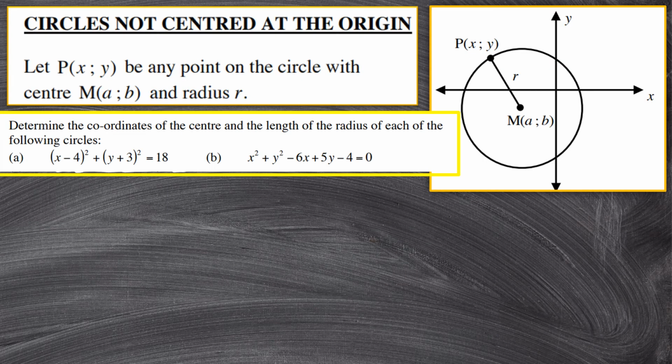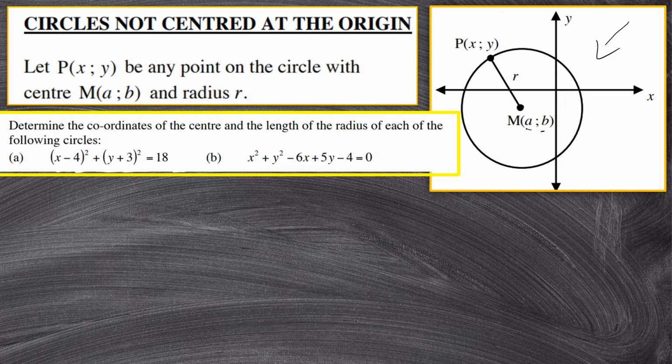Okay, let's now move to circles that are not centered at the origin. These are circles with their centers not at the origin, such as this example given here. Let's see how it goes. So you can see this is a circle, right? And it has center M, which is a and b, and it has a point on the circumference, which is x and y. So that is a circle that is not centered at the origin.